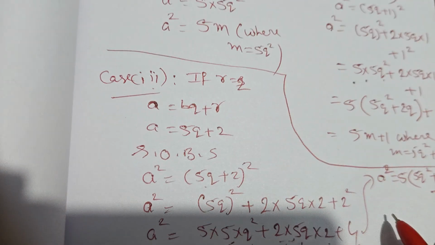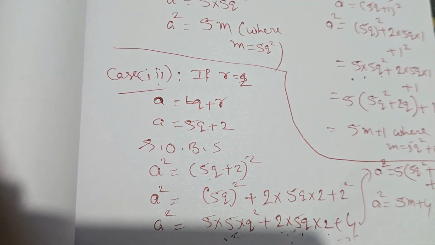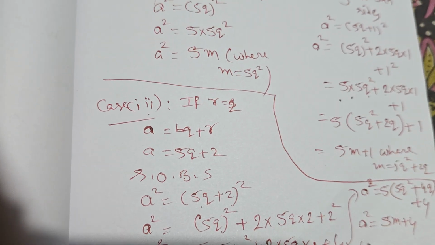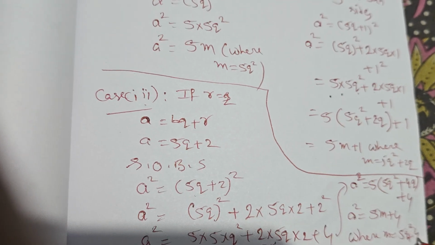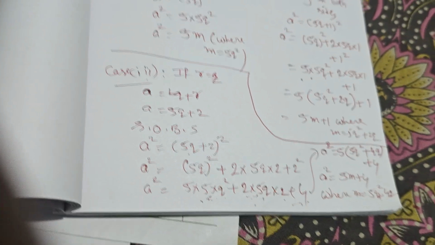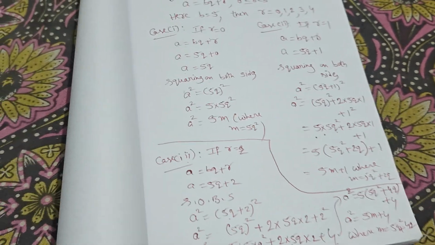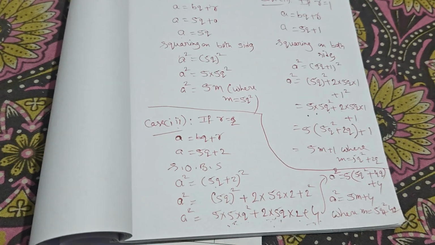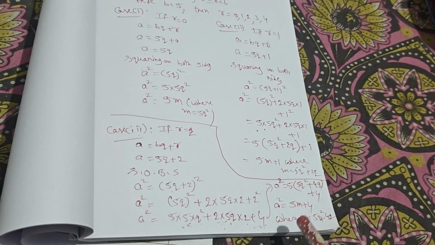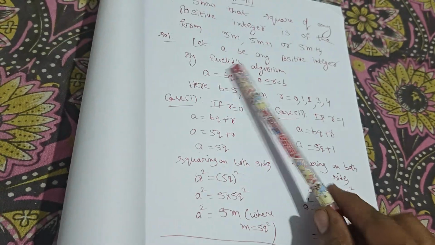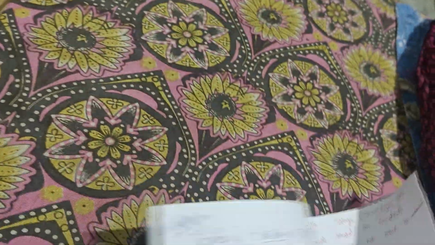Now what we have to write here? a square equal to 5m plus 4. This whole I am taking as m. What is m here? Where m equal to 5q square plus 4q. Did you understand? So here I took r equal to 2. Again I did squaring on both sides. Now what we got? 5m plus 4. What they told? The square of any positive integer is of the form 5m plus 1 or 5m plus 4. We got all the 3 cases. Still cases are there. We can solve that one.